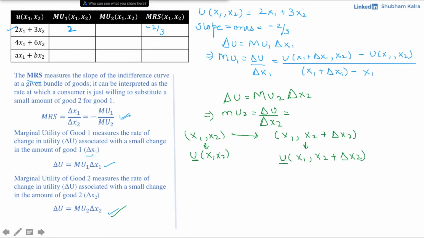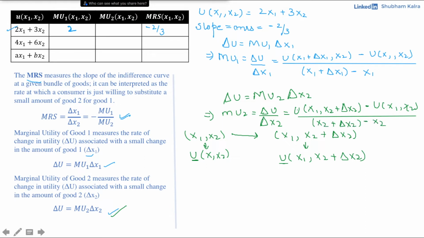minus this. I'm again repeating here, everything is remaining the same, just like we did for marginal utility of good 1. It's just now, since we are calculating the marginal utility of good 2, we are changing the consumption of good 2 and hence doing the corresponding calculations. So don't get confused. It would be equal to u of x1 comma x2 plus del x2 minus u of x1 comma x2 divided by x2 plus del x2 minus x2.